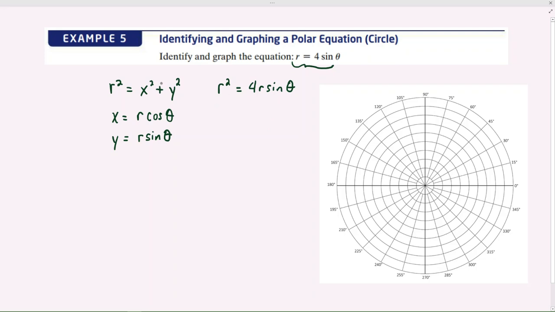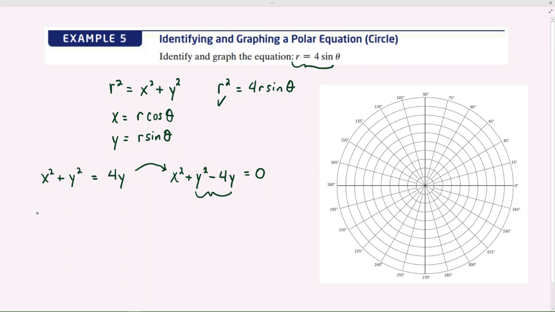All right, so substituting the equivalencies here, we've got x squared plus y squared. It's going to take care of that r squared. And then we got 4 times r sine theta, which is y. So this equals 4 times y. And now I'm going to set this equal to 0. So we would end up with x squared plus y squared minus 4y equals 0, and I have to complete the square to get the center of the circle.